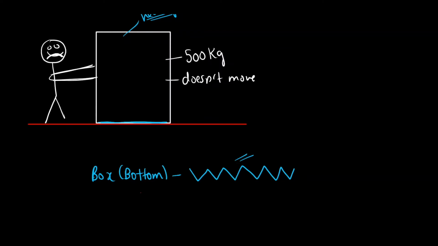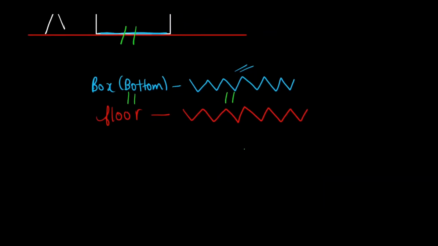Now on the other hand, the floor will also have some irregularities. Now let's say the irregularities of the floor look something like this. Now over here, as you can see, the bottom of the box is touching the floor. Then the irregularities will also touch each other. Now if the irregularities touch each other, something like this should happen. You can see over here.